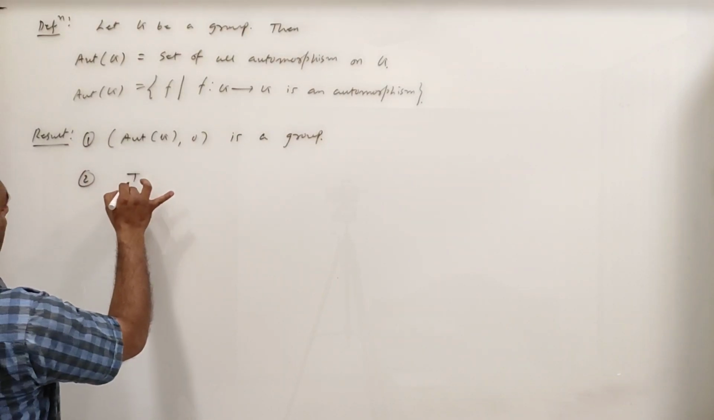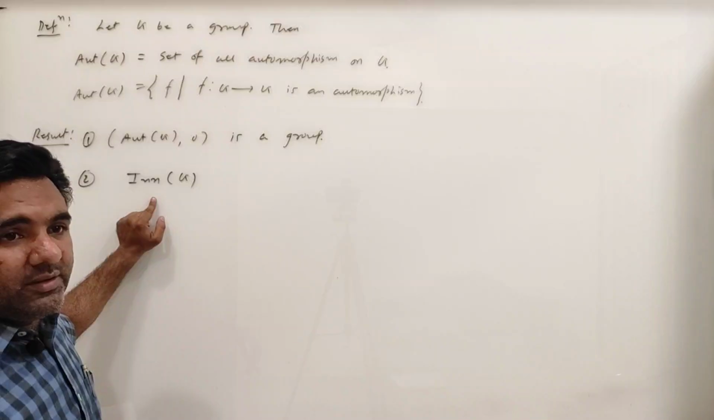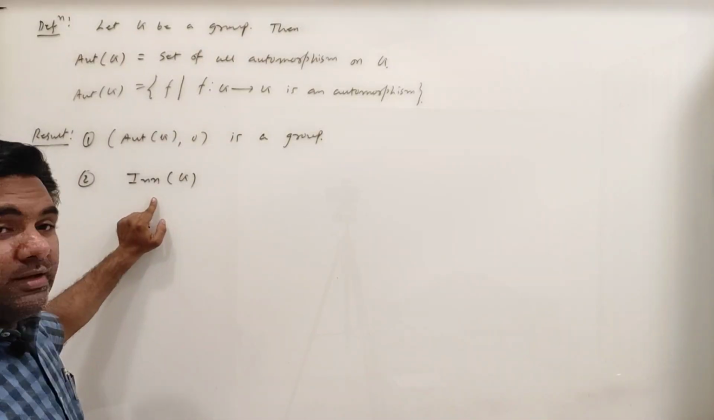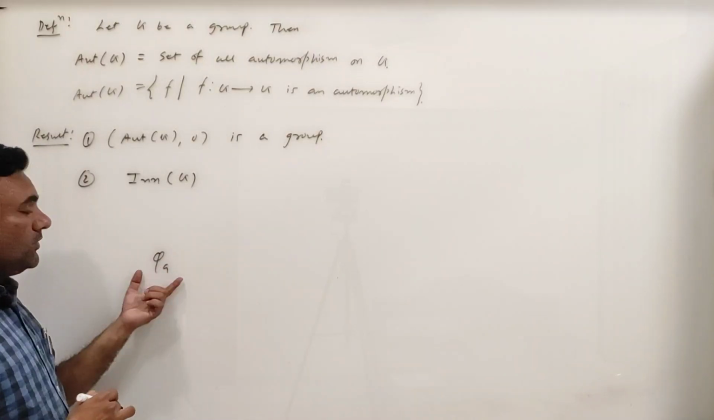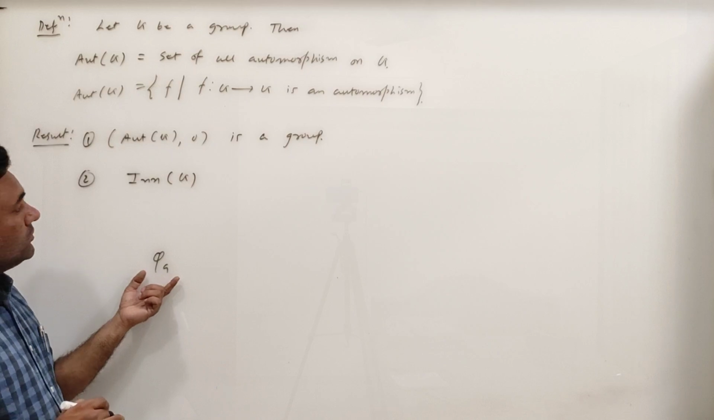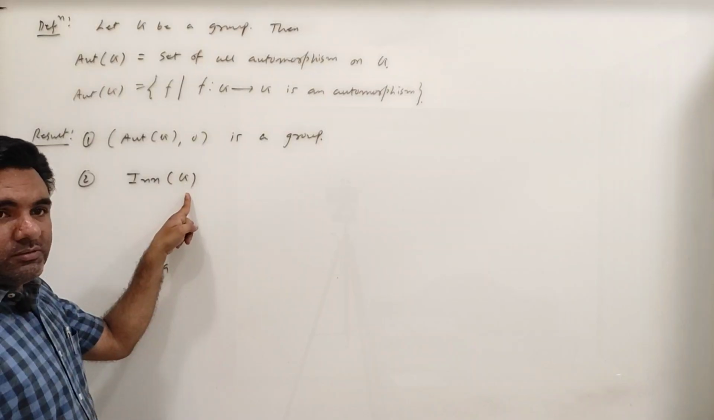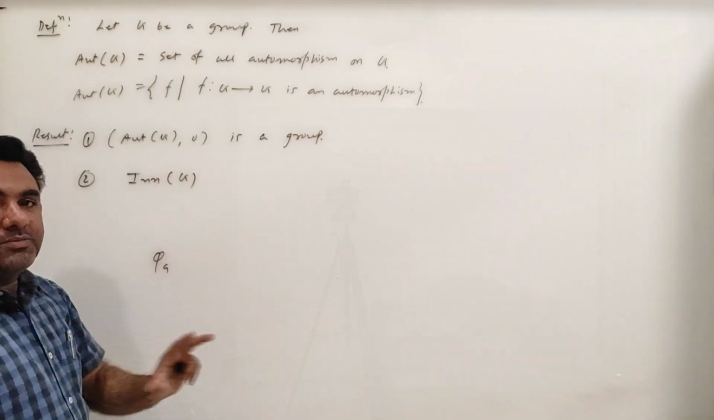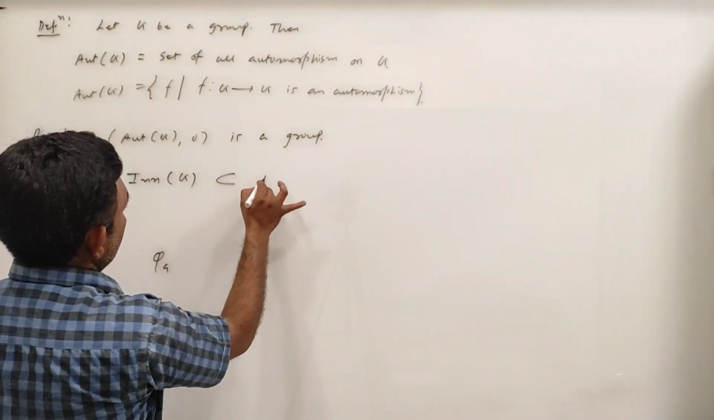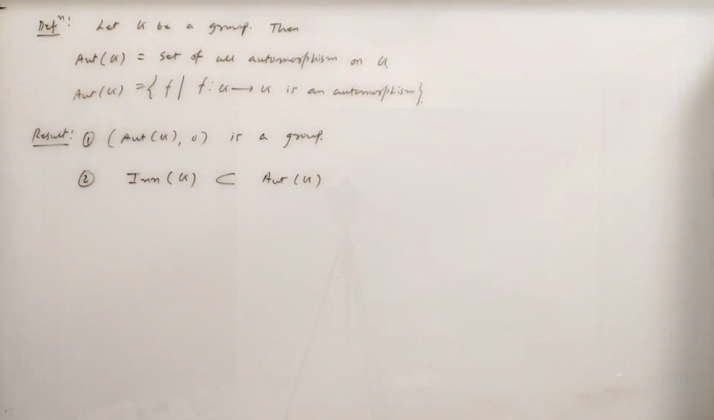this inner automorphism InnG that we had, what elements were there in it? It also had automorphisms, but not all automorphisms. It had special types of automorphisms, phi A, and we know what the definition of phi A is, right? So every element of InnG is an automorphism on G, and in AutG all automorphisms are there. So InnG is a subset of AutG. First observation.